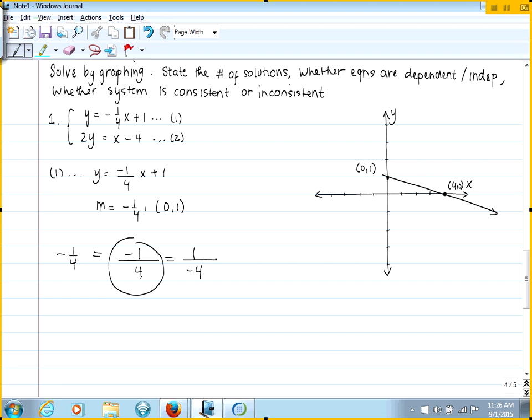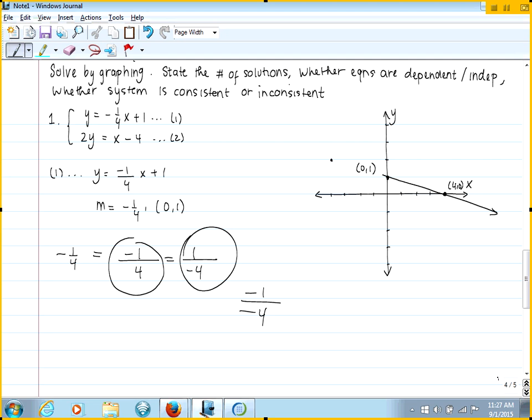So if you choose this one, then what we do is we rise negative 1, which means we go down, and then we go to the right 4. If you choose this one, what are you going to do? Go up 1 and then to the left 4. So it's actually the same line, it's just that you're using different points, that's all.